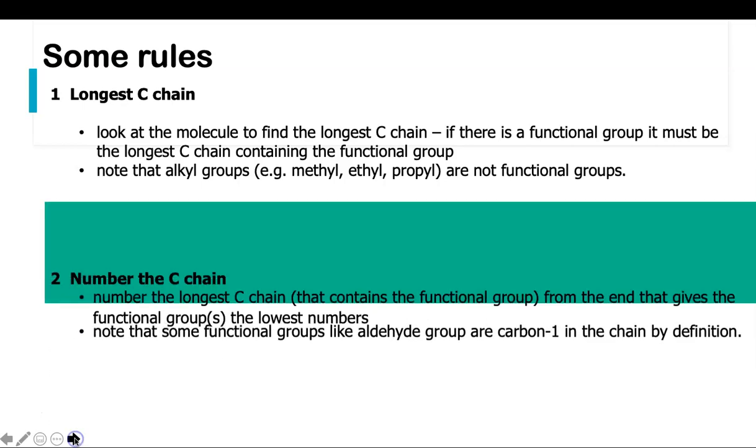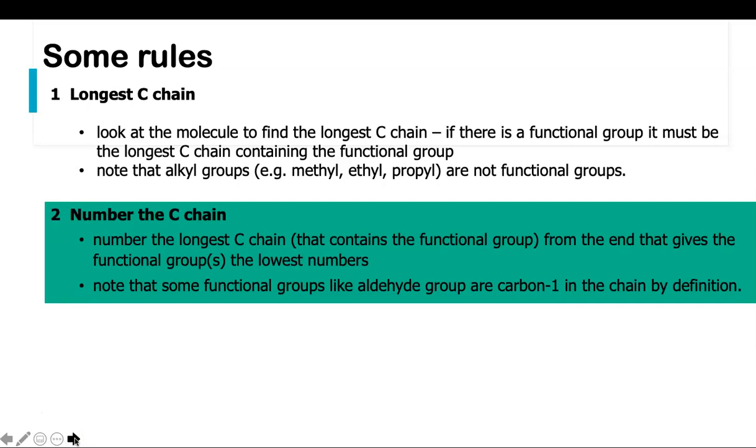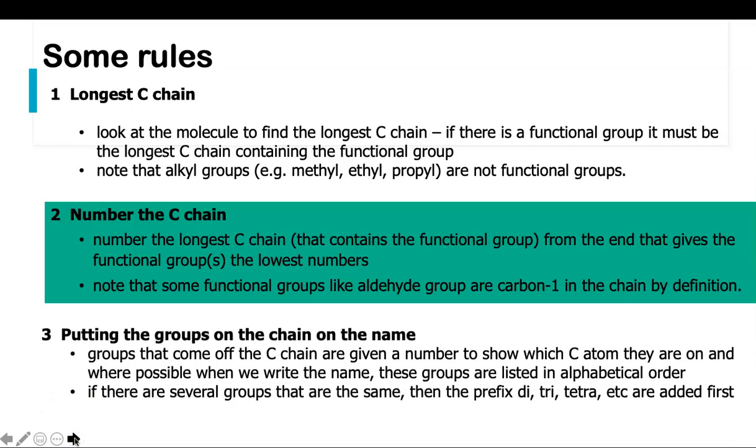The second rule to look at is number the longest carbon chain from the end that gives you the lowest number functional group on the lowest carbon number. So in organic chemistry, there's no strict rule whether we need to start naming from the right or the left. We will give you some examples of aldehyde compounds which contain the aldehyde group, and you will notice that that will always be carbon 1.